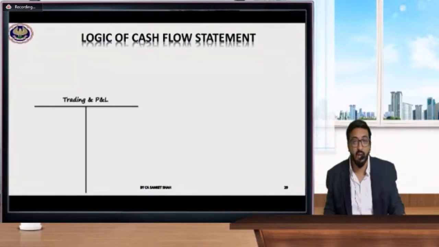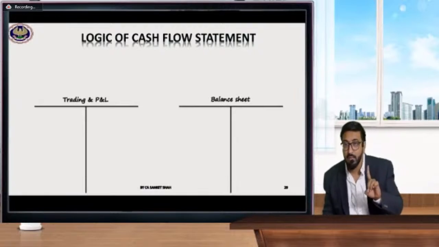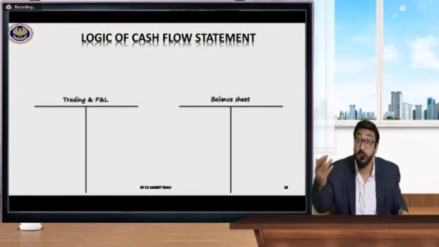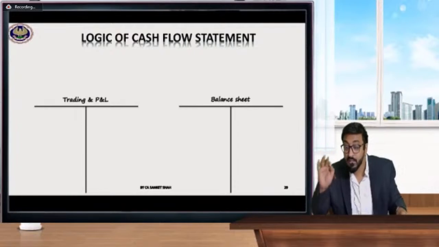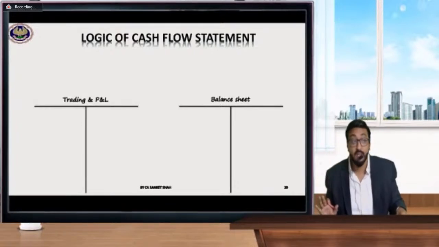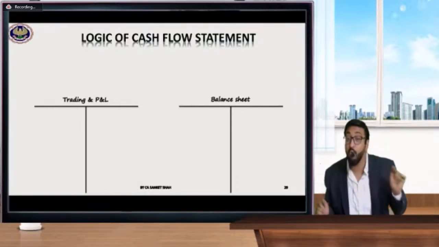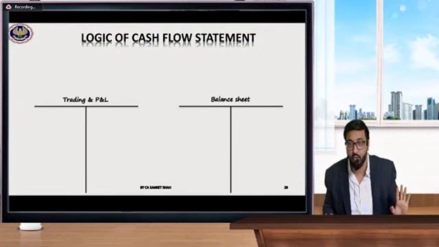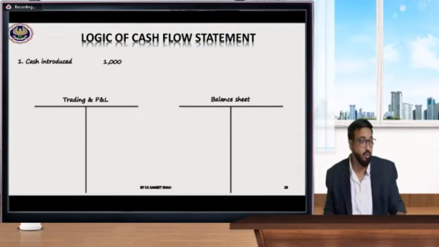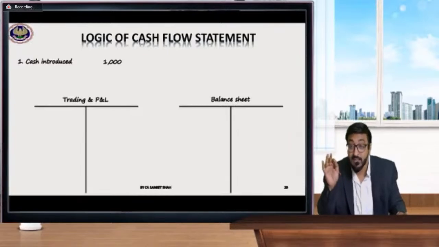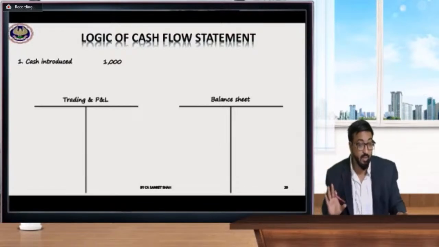Trading and P&L account, and here is the balance sheet. I will give you one entry at a time. You have to think how this will reflect in your balance sheet and focus on all entries. I'm going to give you only 6 entries, but you have to think how they will reflect in your trading and P&L account and balance sheet. First entry, cash introduced. Why are we doing this? Because we have to see our concept of financing, investing, and operating.